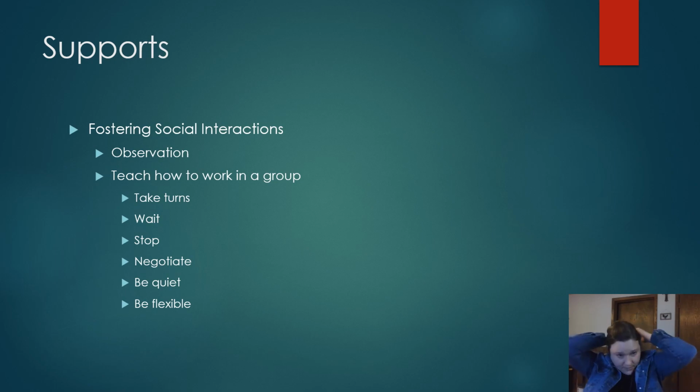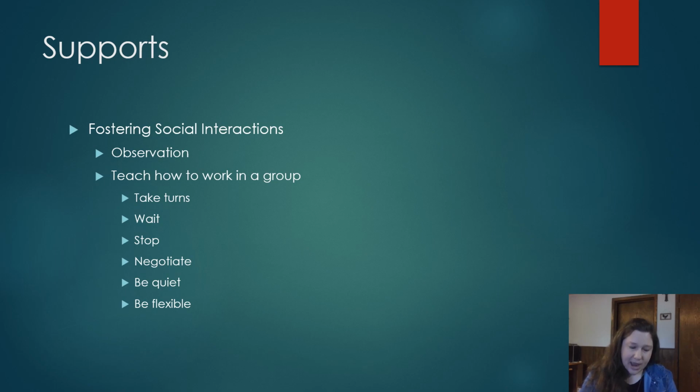And then next we have fostering social interactions. So trying to help these students communicate with their peers so they're not just in a world by themselves. We want them to be able to have friends and to navigate the world out there. So first and foremost, we need to observe. It's not a teacher's role to make sure that Billy becomes friends with Andy. It's our job to observe and to give assistance as it's needed.